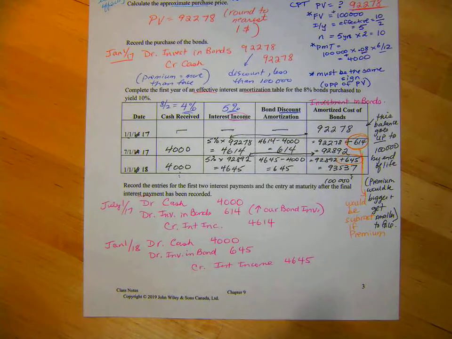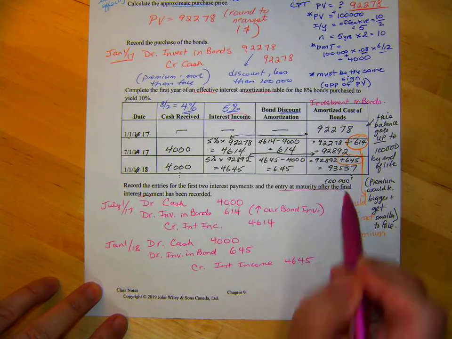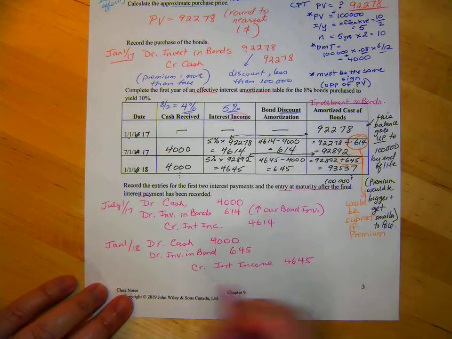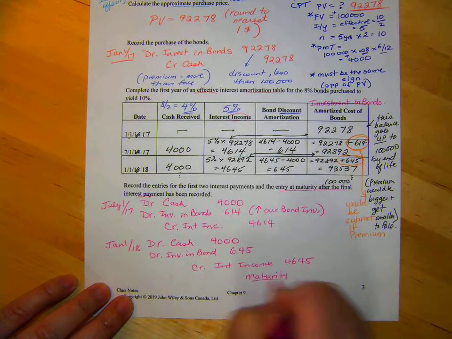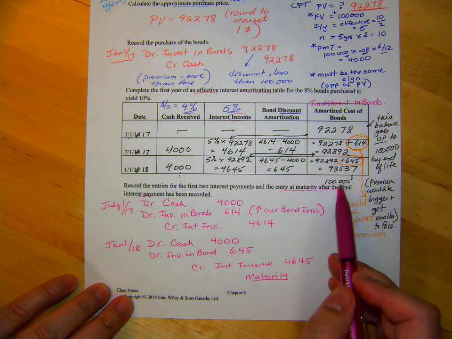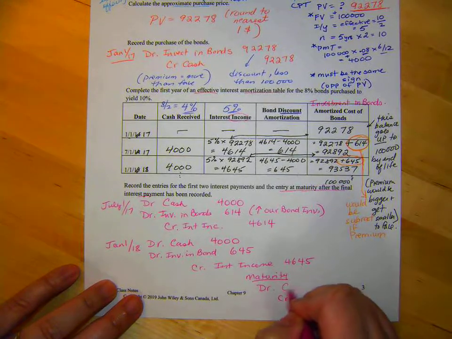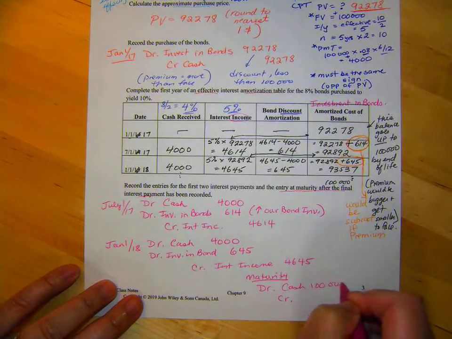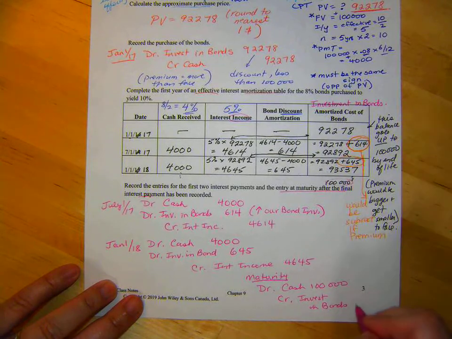Now, the last thing, the entry at maturity after the final payment. I'm just going to put it here so it'll fit. So the interest payment has been recorded, okay, the last time. This balance would be 100,000. We get cash, 100,000, and we credit investment in bonds for what it says here, 100,000.